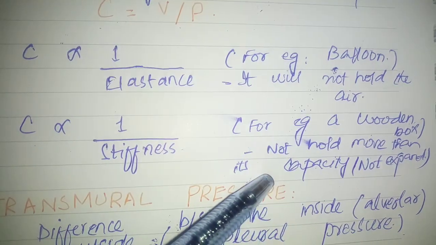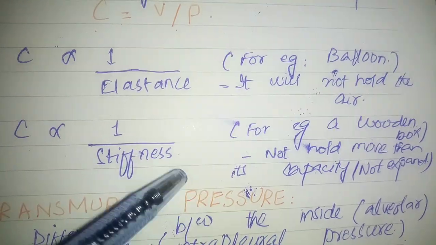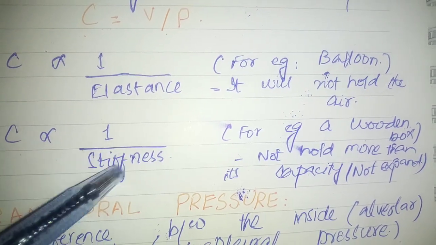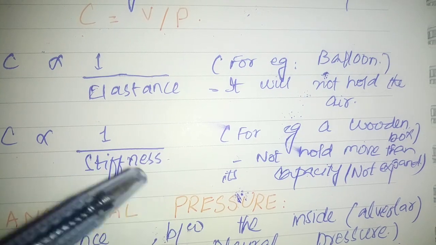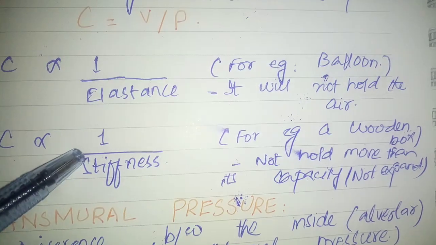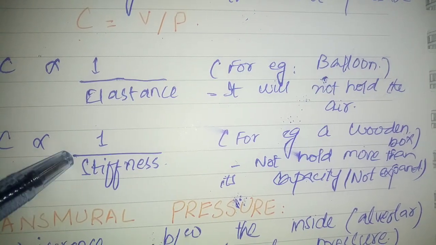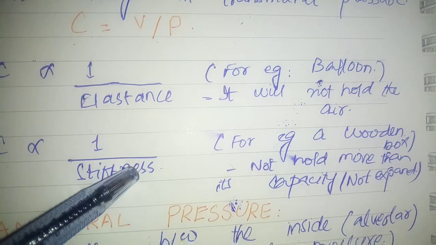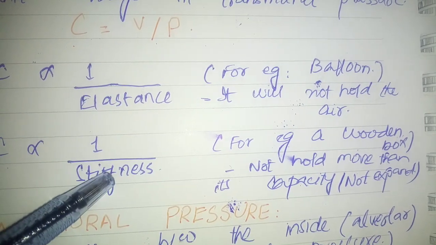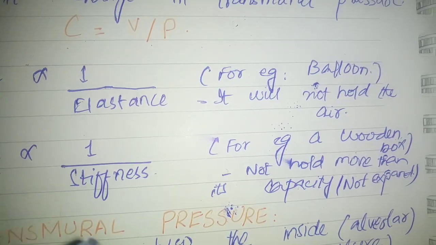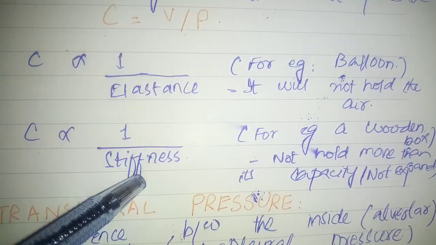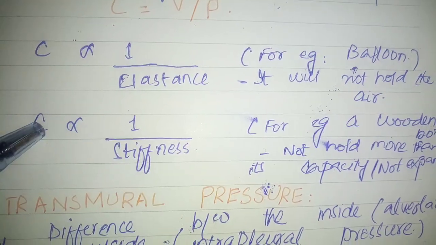Okay, now the second example is for stiffness. If something is really very stiff, for example, a wooden box, it will have a capacity of 4 or 5 further few small boxes, or like 7 books, not more than that. So the wooden box is really stiff and it cannot accumulate more things. Even if you try to compress the things, there will be no place for another thing. So this is why stiffness is inversely proportional to compliance.